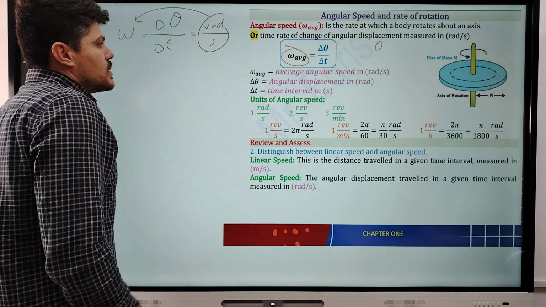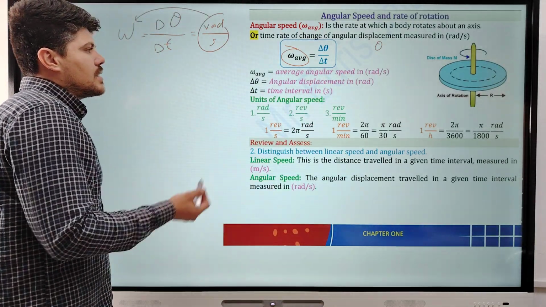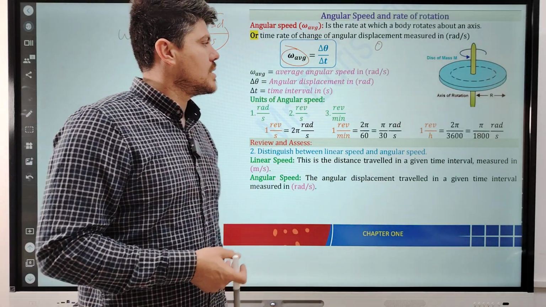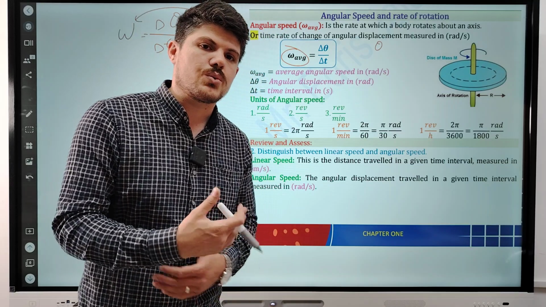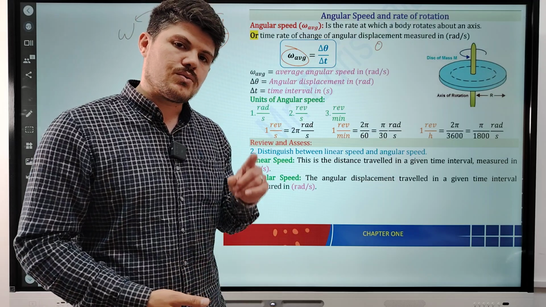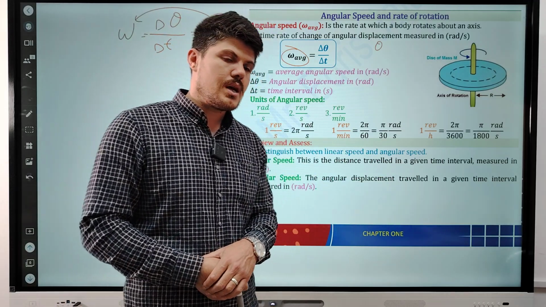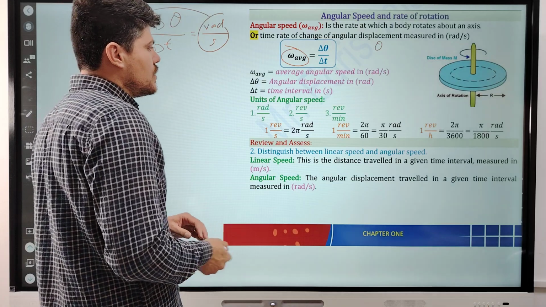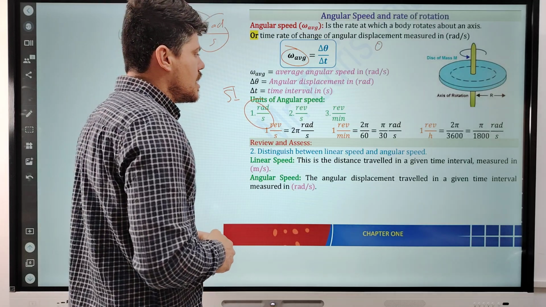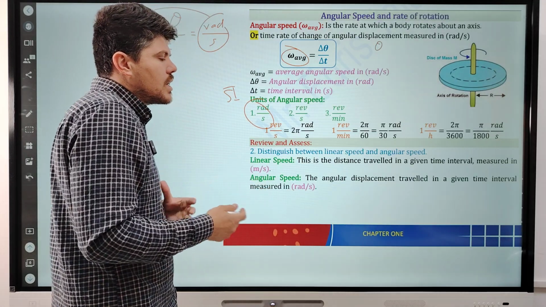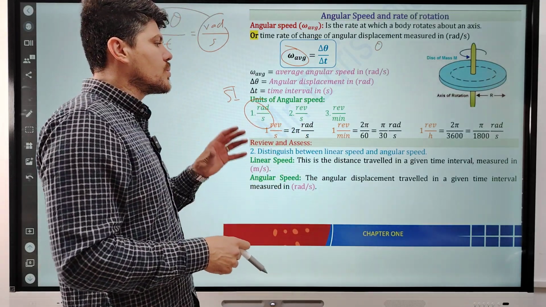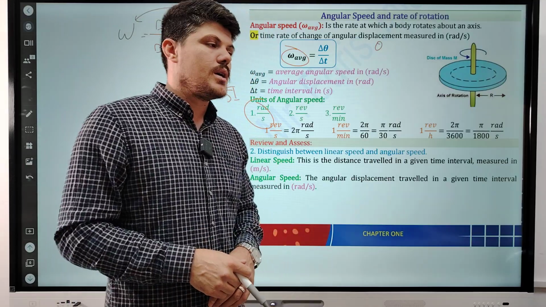Okay? So average angular speed is in rad per second, theta is angular displacement in rad, and t is time interval measured in second. In the case when the angular speed is given in rev per second, or degree per minute, or rev per minute, then you have to convert to rad per second. The SI unit of angular speed is rad per second, but sometimes it is given in rev per second or rev per minute.